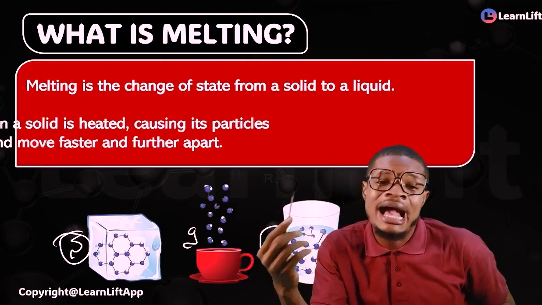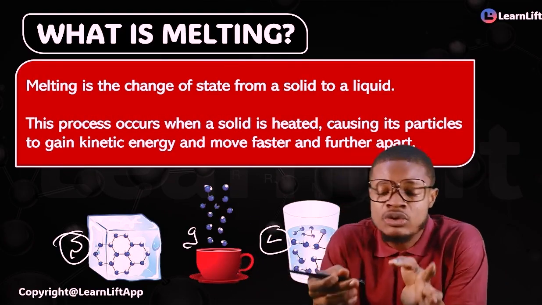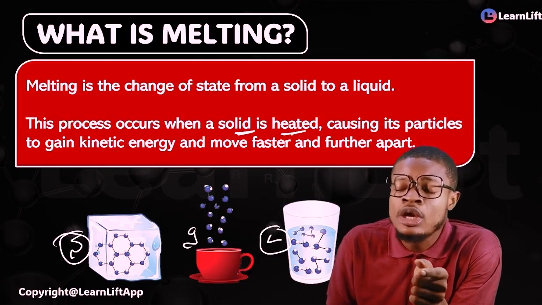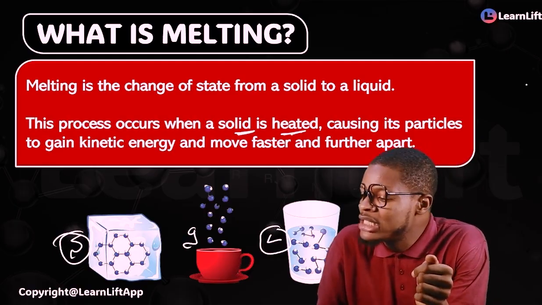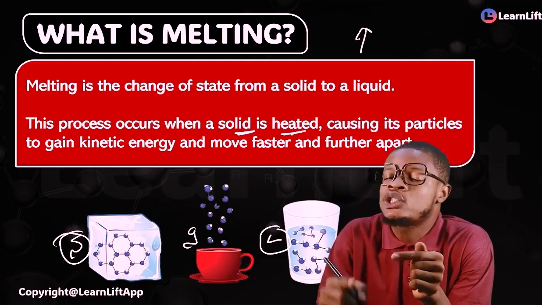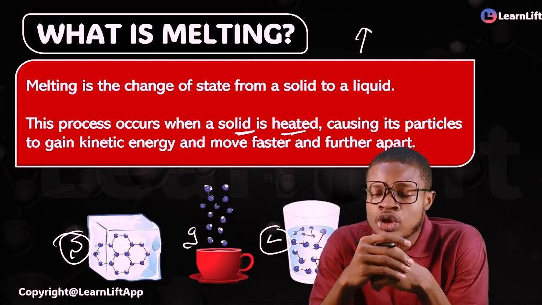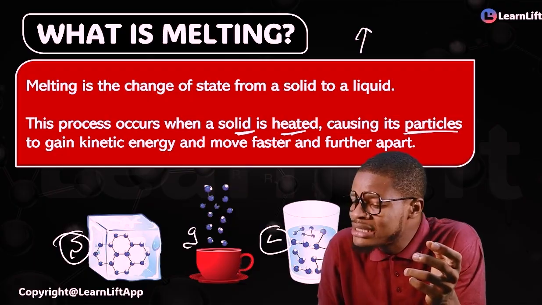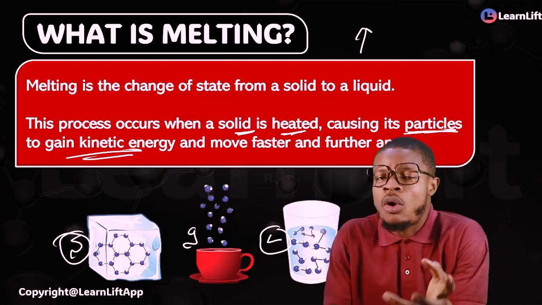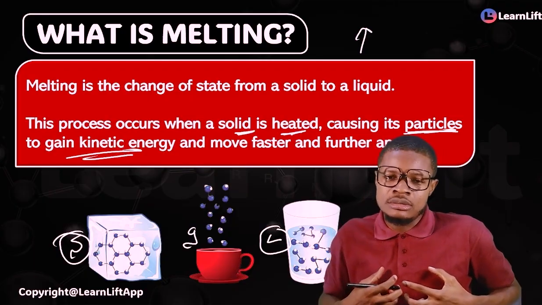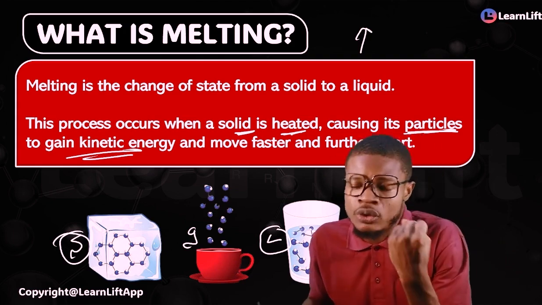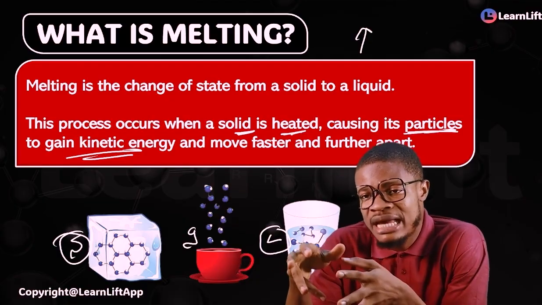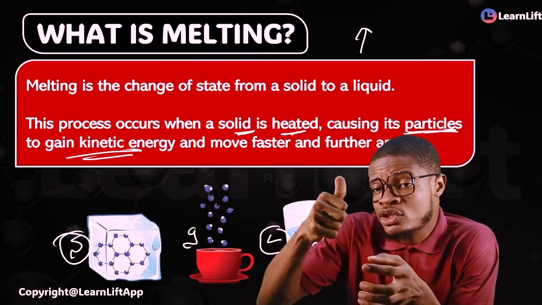That change of state from a solid to a liquid state is called melting. And very importantly, this process occurs when a solid is heated. In other words, if you are heating a solid, you are increasing temperature in that solid. So when I increase temperature in the solid, what will it result in? It will cause the particles to gain or acquire kinetic energy. It's like, for example, when you take a normal ice block out of the fridge and leave it down. What's happening? There is an increase in temperature.